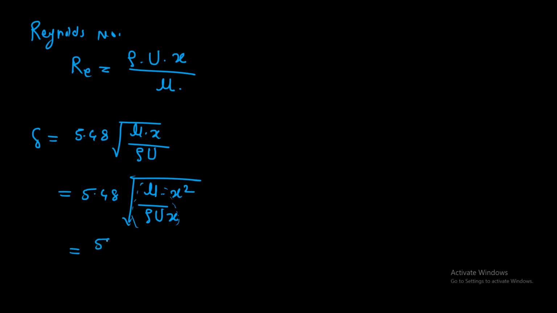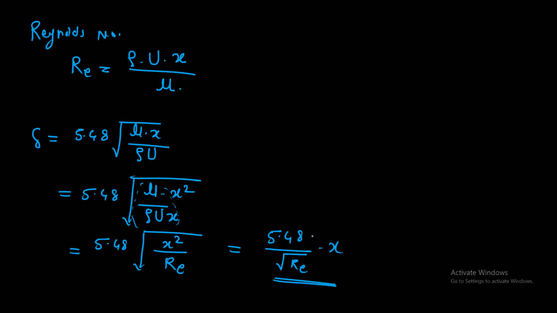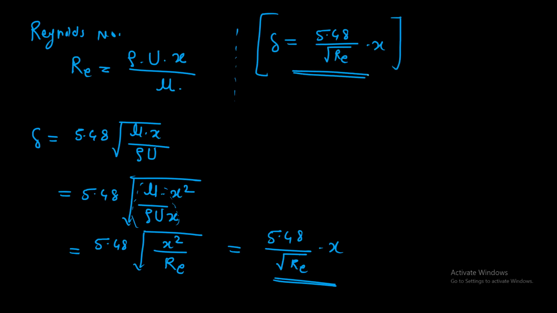So this is 5.48 in the square root x square divided by Reynolds number. So this is equal to 5.48 square root Re into x. So this is the equation for boundary layer thickness in terms of Reynolds number. So delta is equal to 5.48 square root Re into x. This is the final answer for the first question, that is the delta.